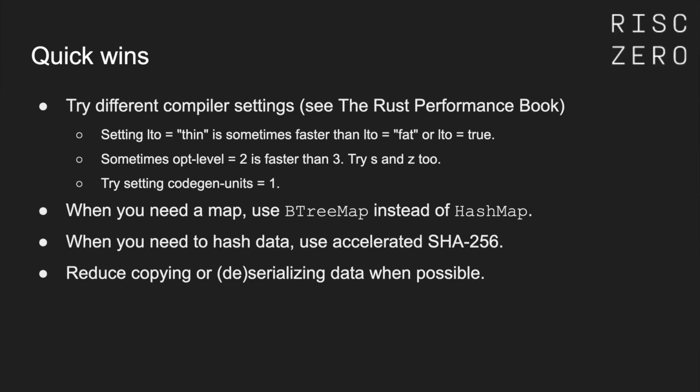If you need to hash data, make sure to use the accelerated SHA-256. It's a really easy way to reduce cycle counts. Reducing copying and deserialization of data is also useful to look out for.